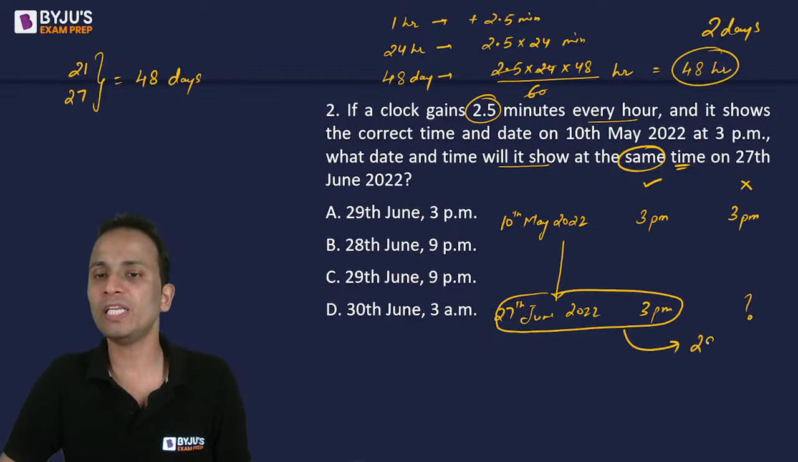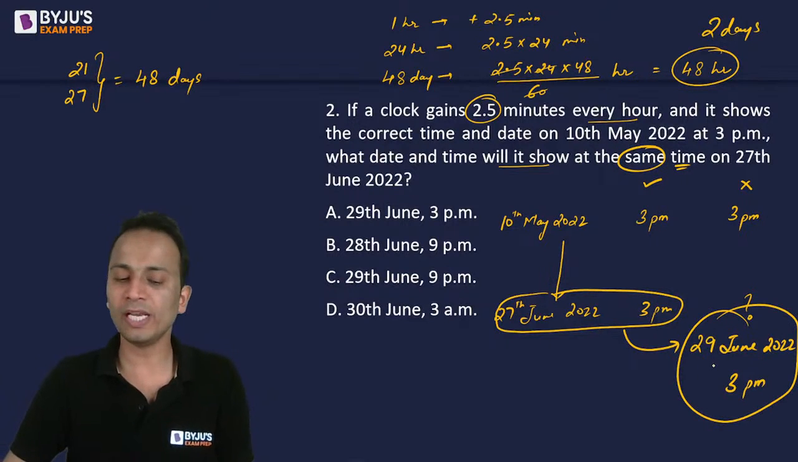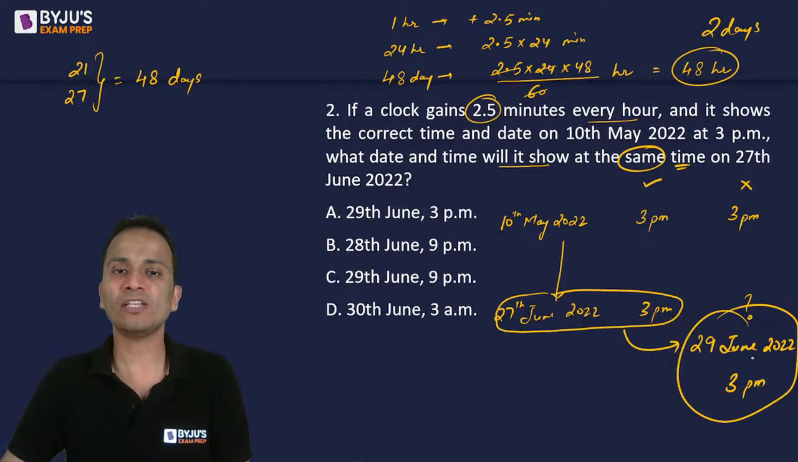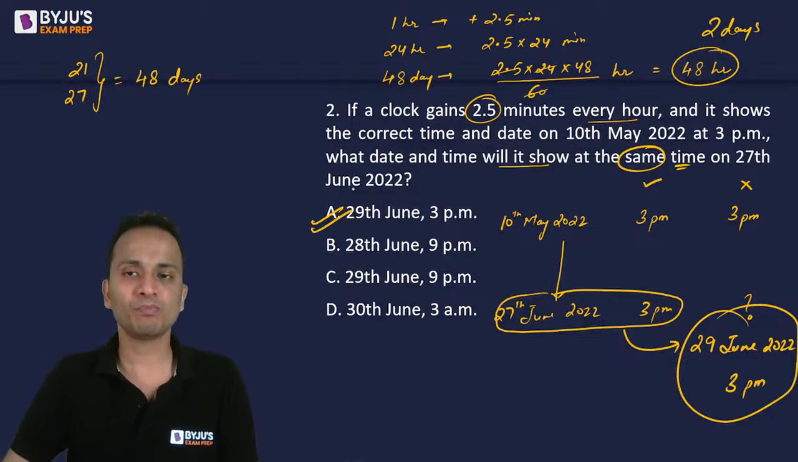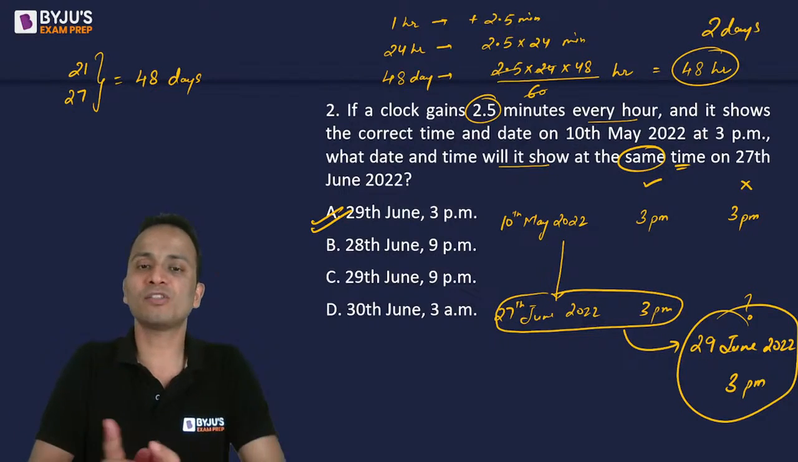So that means 29th of June 2022, 3 p.m. The time will be the same, exactly 2 days ahead we have made it. So 29th of June, 3 p.m. will be the time shown by this faulty clock.